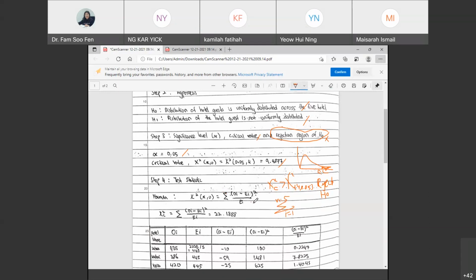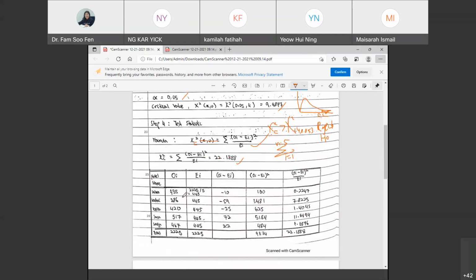So this one, you write down the formula. This one is not like this. This one is the calculated X squared. So this is the one, X squared calculated, and then this one, and this one. Okay, done. So this is the working.